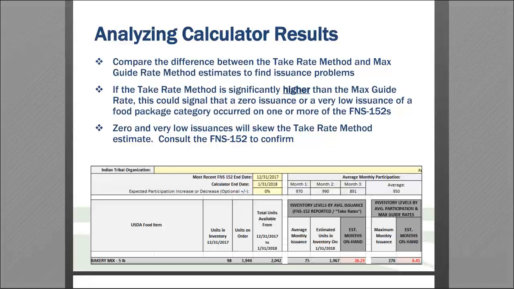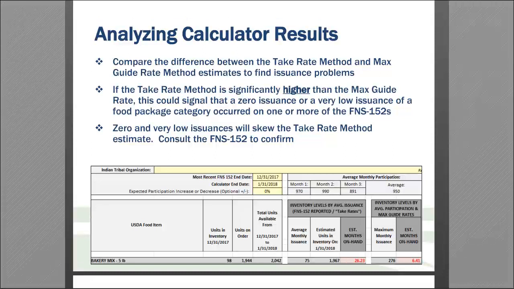After identifying any high or low inventory levels based on the two estimates, we also want to look for any issuance problems. One way to do this is to compare the difference between the take rate method and the max guide rate method. If the take rate method is significantly higher than the max guide rate method, this could signal that a zero issuance or a very low issuance of a food package category occurred on one or more of the FNS 152s. If you see a very large difference between these two numbers, consult the FNS 152 to confirm.